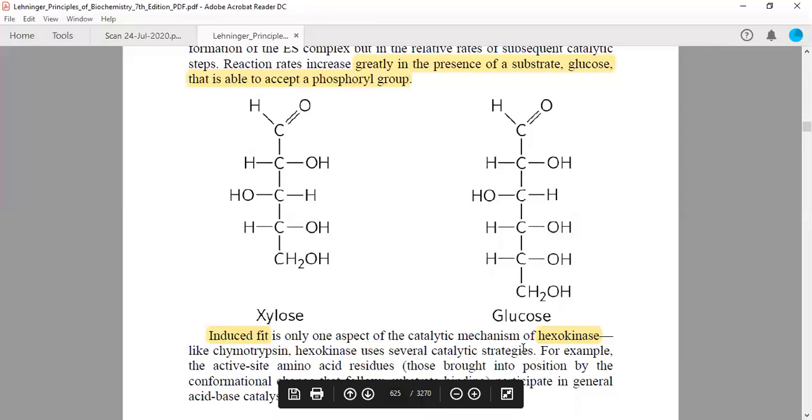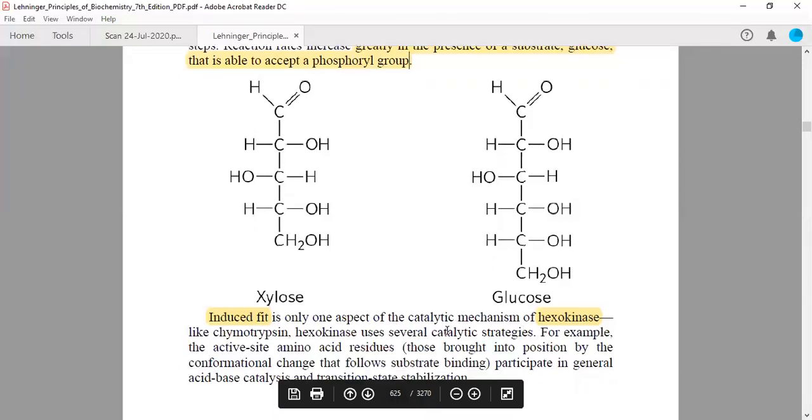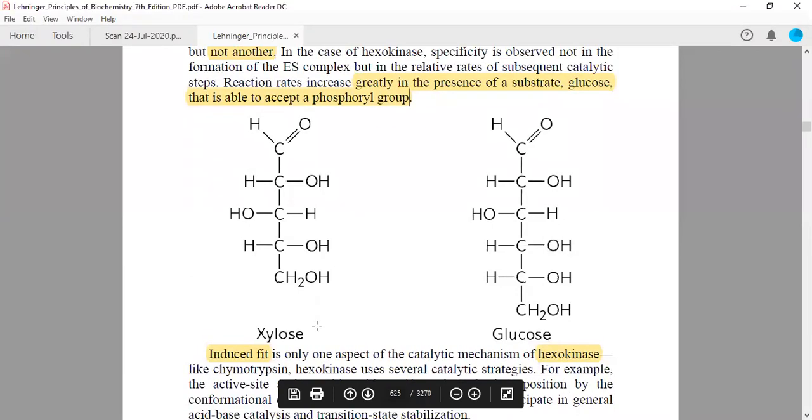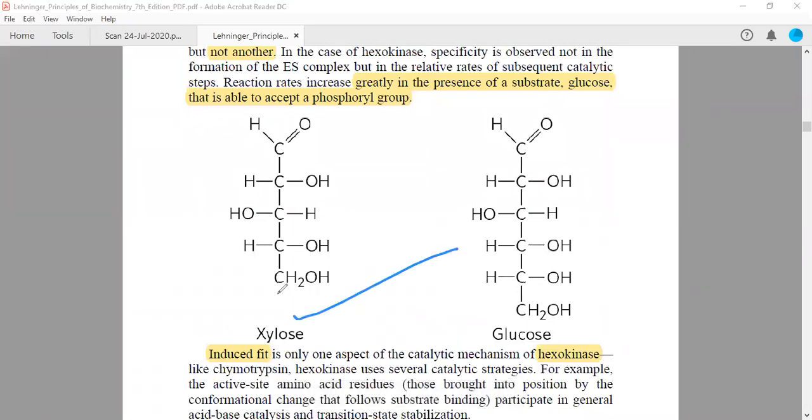Therefore, hexokinase uses several catalytic strategies, just like chymotrypsin. You can read the text further. The only thing I want to tell you from this discussion is that xylose is used to prove that hexokinase undergoes induced fit, so that it is activated. It will hydrolyze the ATP molecules, but it will not be able to phosphorylate the xylose, because enzymes are very specific for their substrates. Okay, so the rest is.